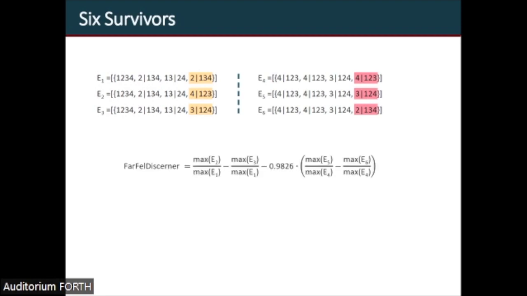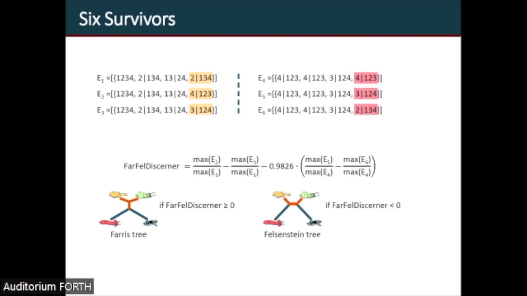And therefore, it might not be as surprising that our, in the end, identified function is a rational function. And what we actually use are the quotients of the maxima of E2 and E1, E3 and E1, E5 and E4, and E6 and E4. And whenever Farris discerner now outputs a positive value, we infer a Farris tree, and for a negative value, we infer a Felsenstein tree. So let me give you a bit of an intuition why this works.